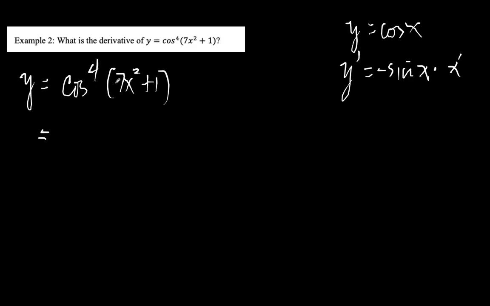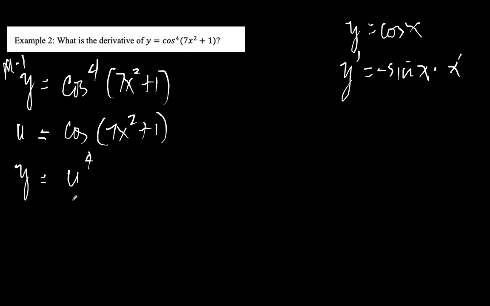So how do we do the chain rule? Let's use the letting first, so we can do it systematically. So method 1, we let u is equal to cosine of 7x squared plus 1. Okay, so therefore we have y is equal to u raised to 4, correct? Since we're looking for the derivative of y, we have y prime equal to 4u cubed times u prime, correct?